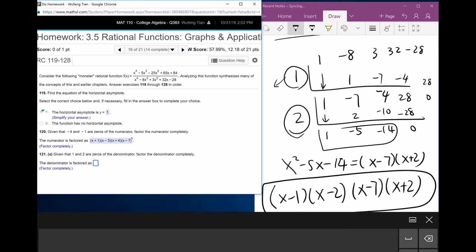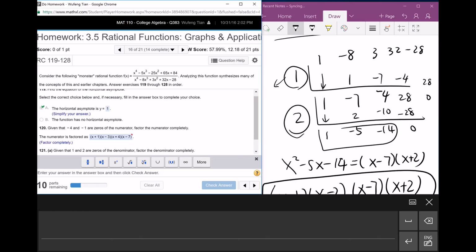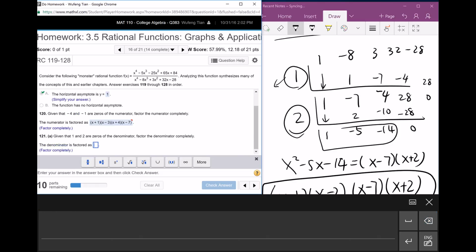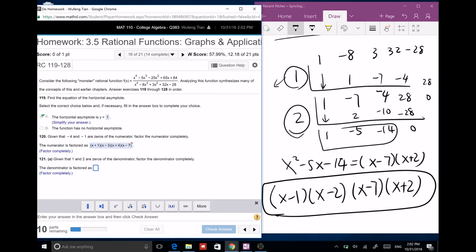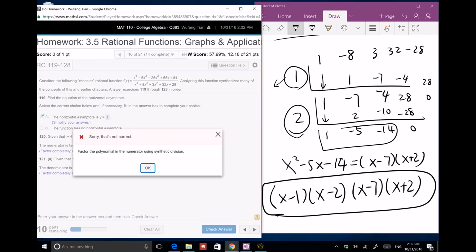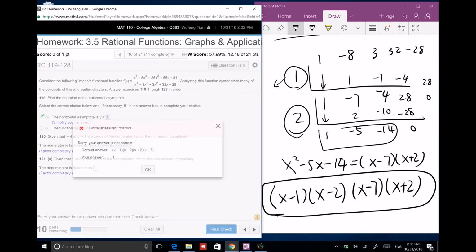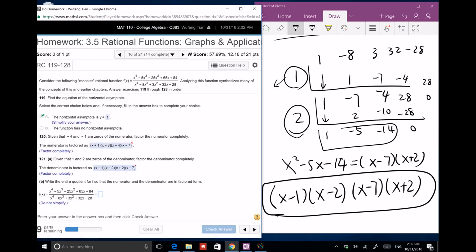Just type it in in any order. Okay, so what is that? Let's see. You can check it. If it's wrong, it's okay. But we can tell this is the same thing as what we got: x minus 1, x minus 2, x plus 2, x minus 7. So we got it right.